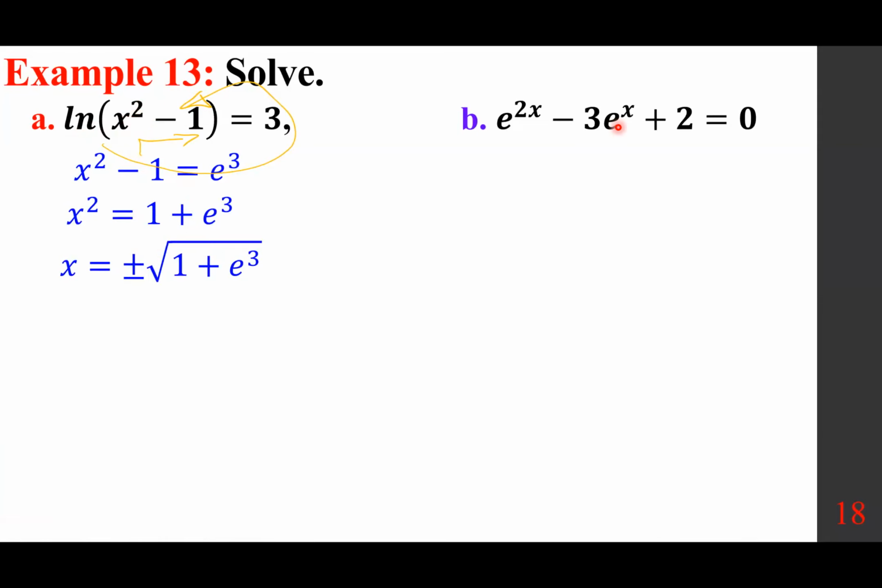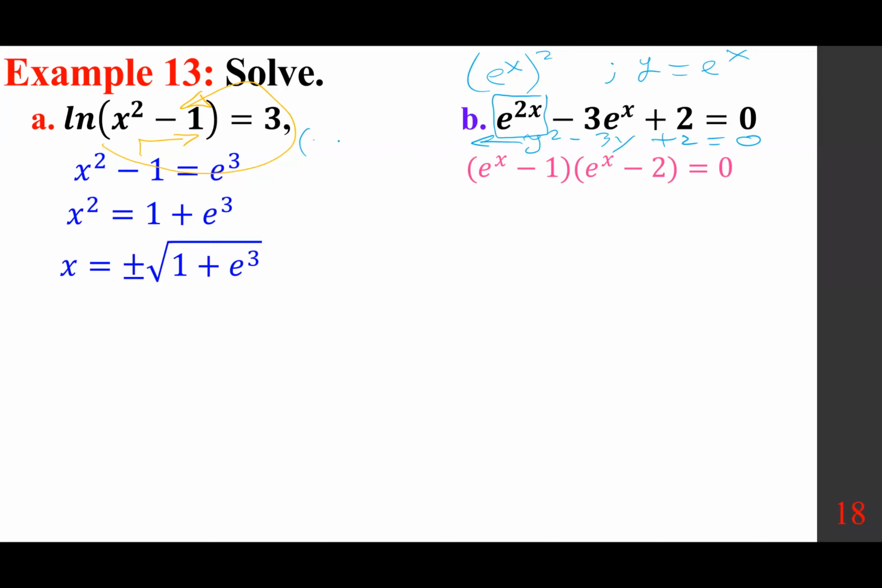For this one, you need to notice that e to the power of x to the second power is e to the power of 2x. Therefore, you can factor it as e to the power of x minus 1 times e to the power of x minus 2. If you have a difficult time seeing that, you can set y, for example, equals e to the power of x, and now you have y squared minus 3y plus 2 equal to 0.